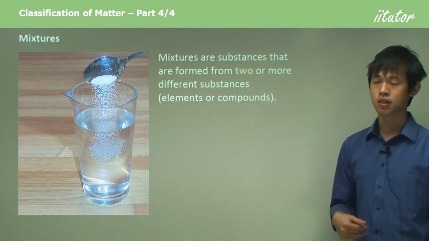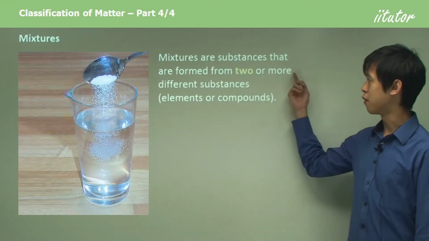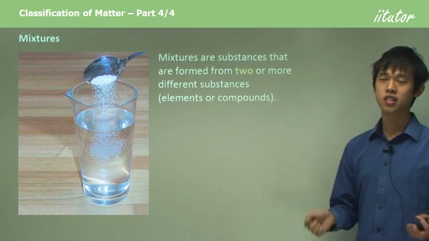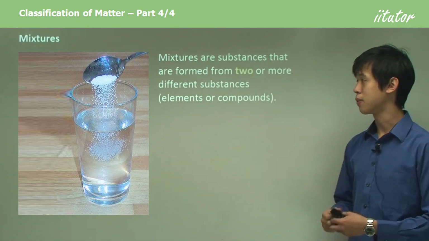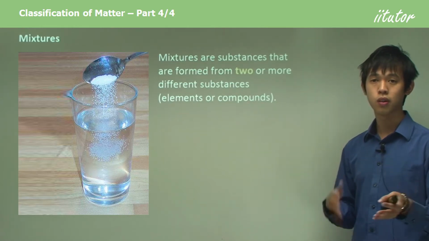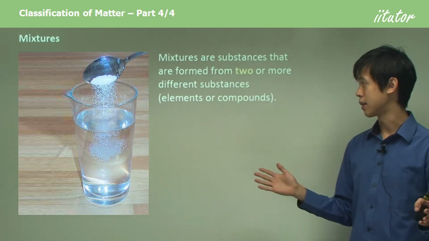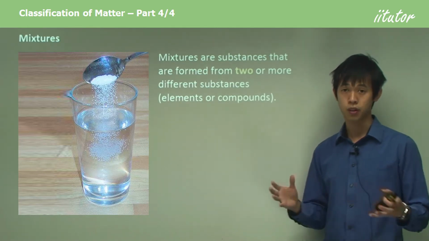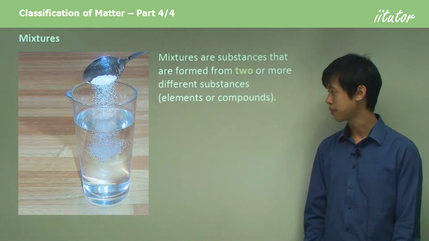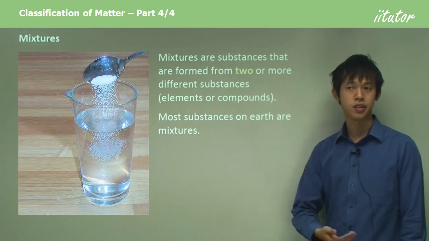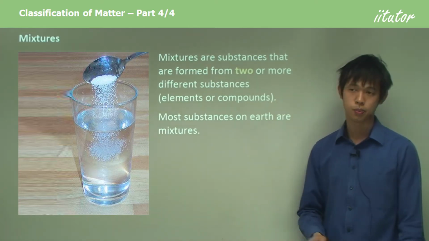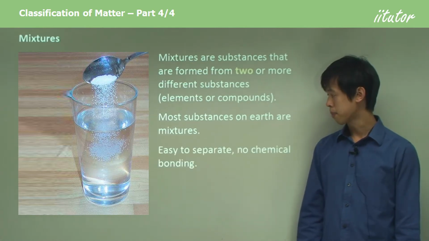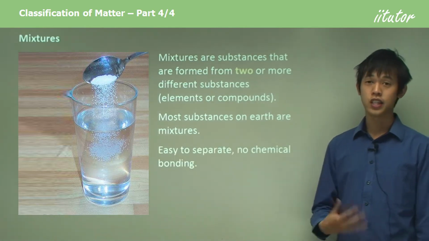And mixtures. So mixtures are substances that are formed from two or more different substances. Okay? So mixtures is a really broad category. It's just when you mix together two or more different substances. They could be elements, they could be compounds, doesn't really matter, just two or more of them. Now most substances that we see are mixtures, just because that just happens to be what we see in the world. Now the difference is that they're very easy to separate.